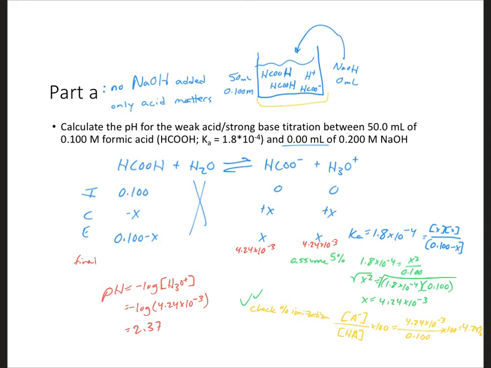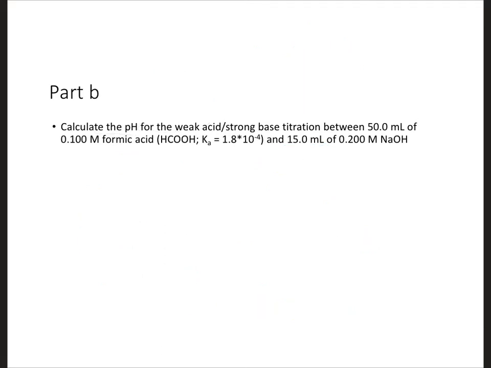If they have asked us to calculate the pH, then we say yes, we have calculated that pH is going to be equal to 2.37, so we know that's the final answer. Draw a bubble around it, do something, so we know that's the final answer. So now we move on to part B.